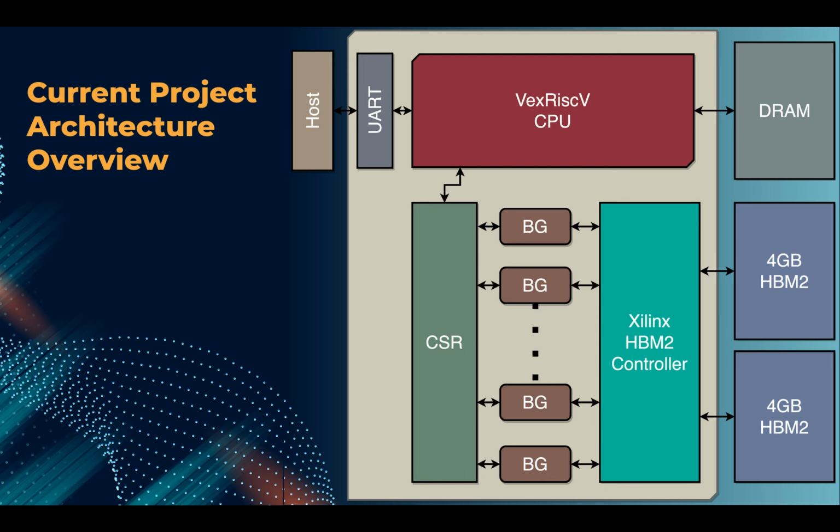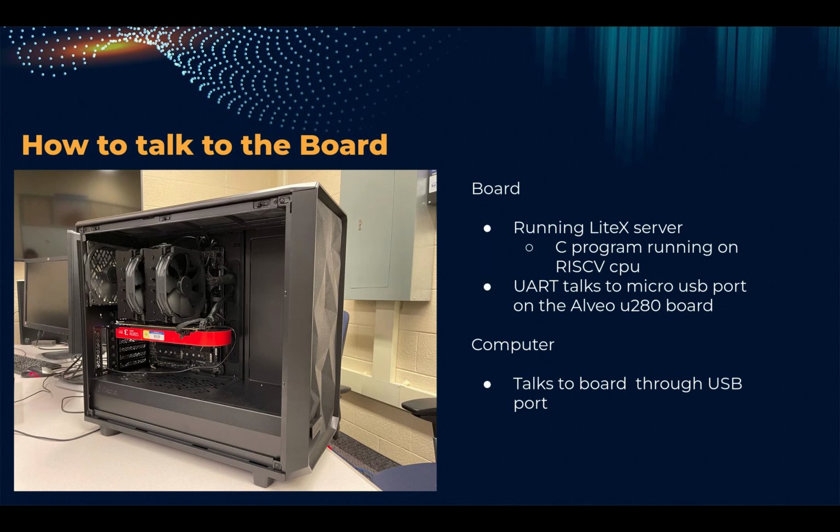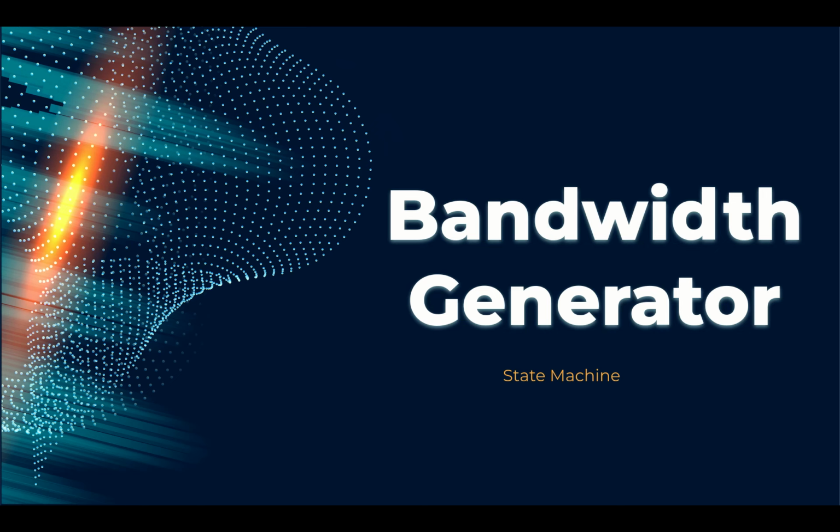This is the current architecture of our project, which runs the Python script in the host CPU, which then interacts with the VexRiscv RISC-V CPU via the UART. Then there's a LiteX server running in the VexRiscv RISC-V CPU that uses the BIOS commands to set the control status registers that enable each of the bandwidth generators that interacts with the high bandwidth memory. The FPGA board interacts with the host CPU via the micro USB.